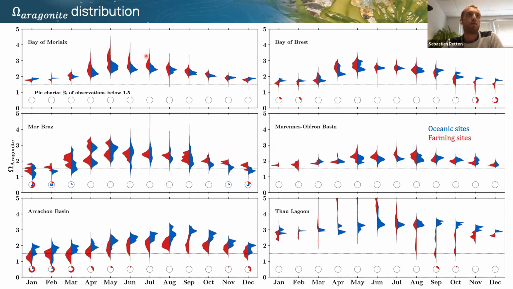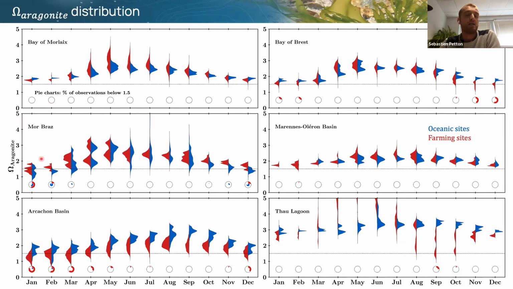So here the color code is the same: farming site in red, oceanic site in blue. And you get the monthly distribution of aragonite for each area. And the pie chart here just represents the percentage of observations under a certain threshold. I just put here a 1.5 limit as an example. And I think this is typically the kind of risk indicator you can propose to policymakers.